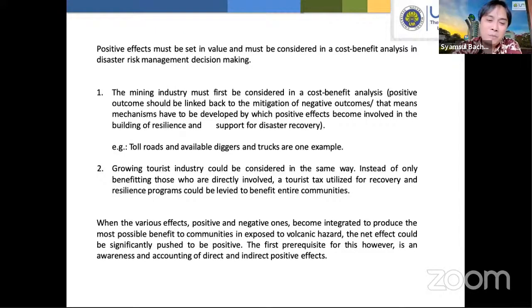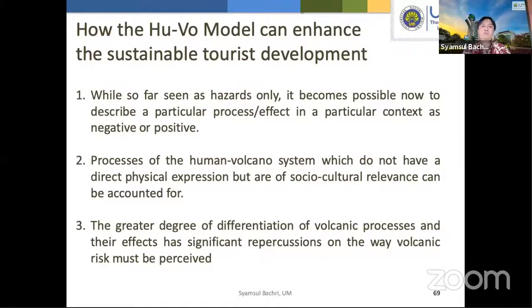occurrence. So now when the various effects, positive and negative, become integrated to produce the most possible benefit to communities exposed to volcanic hazard, the net effect could be significantly pushed to be positive. The first prerequisite for this, however, is an awareness and accounting of direct and indirect positive effects. So this is how I set this into cost-benefit analysis. It is really important for students to learn about this, and how the UFO model can enhance sustainable tourism development.